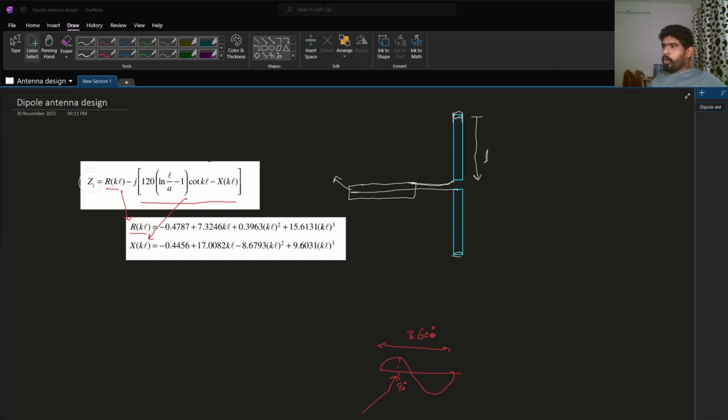So in this video, I'm going to explain how you can design a dipole antenna. What practical issues will come up when you design a dipole antenna? I'm going to explain a little bit of theory of this dipole antenna. It's a simple form of antenna, so anybody can design this dipole antenna.